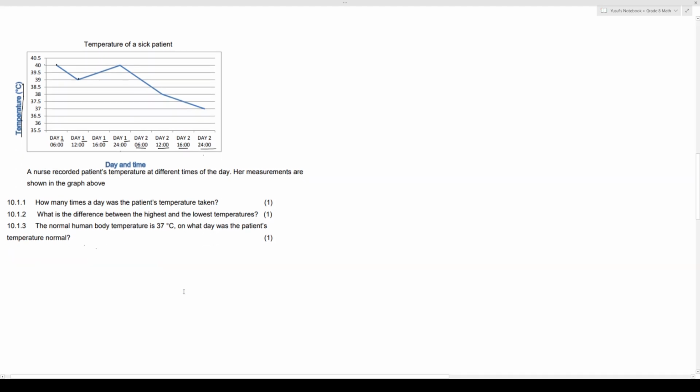Hello everyone. Let's look at this problem that involves interpreting graphs. The question states, a nurse recorded patients' temperatures at different times of the day. Her measurements are shown in the graph above.